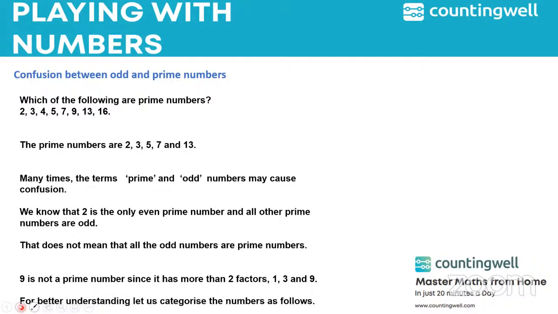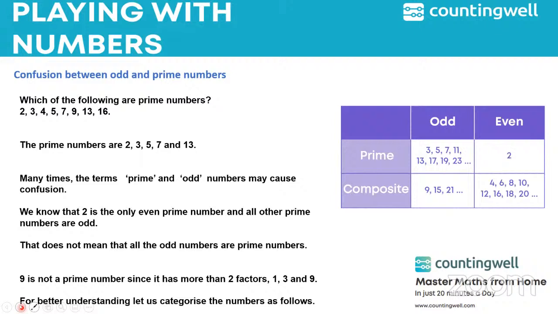So for better understanding, let us categorize these numbers as shown here. We can categorize numbers as odd prime, odd composite or even composite. The only even prime number is 2. That's why in that column and row, we have the number 2.